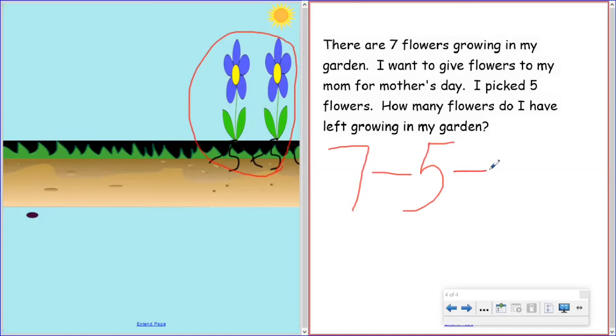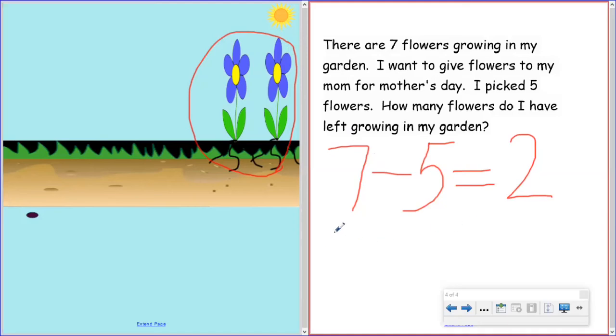And then what is that equal to? There's my equal sign. Over here, I have to write the number that is equal to 7 take away 5. So how many, when I took 5 flowers away, how many did I have left? 1, 2. So 7 minus 5 is equal to the number 2. Let's read the number equation. 7 minus 5 equals 2.